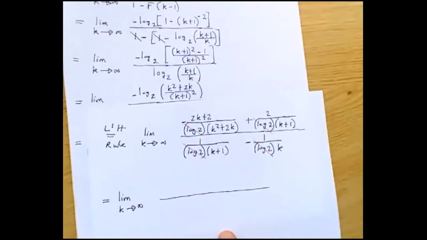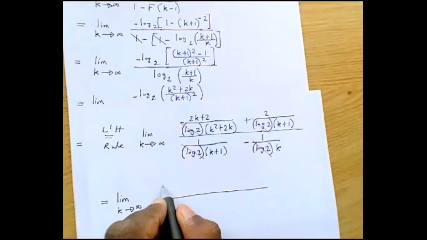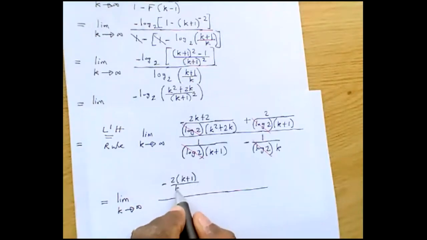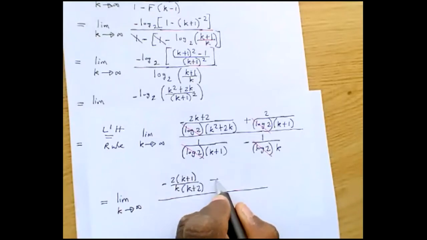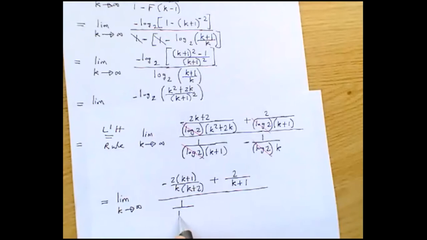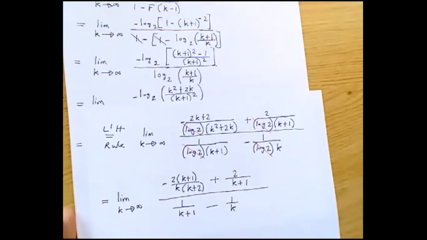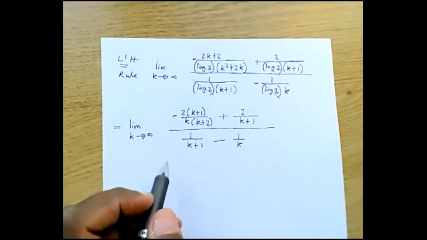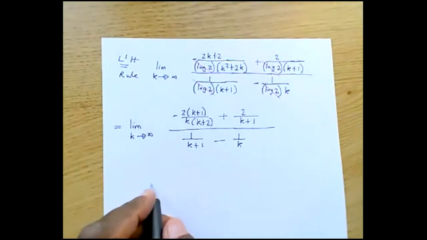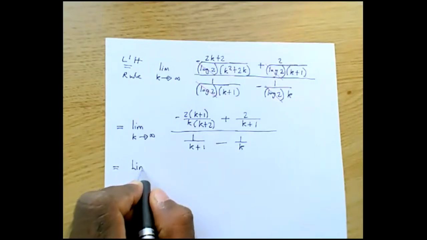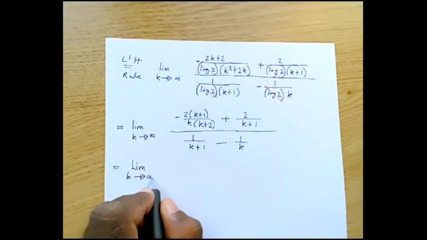Okay, so now you get, in the top, in the bottom, you get this. This is okay. Are you guys following me so far? So this is what you get. After simplifying this, this is what you get. And then, sorry. This is the limit as k goes to infinity.